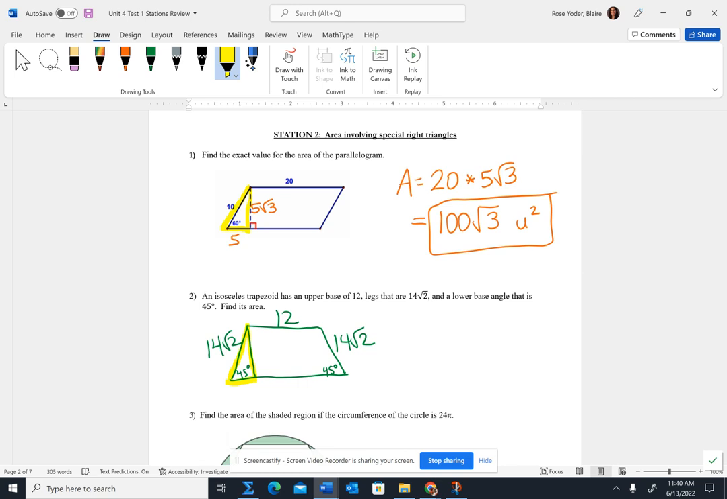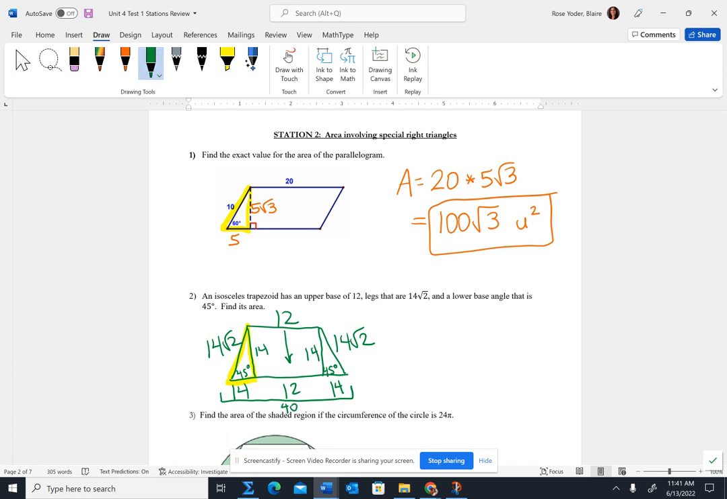Take a second and pause the video and see if you can find the lengths of the legs of that 45, 45, 90 triangle. Okay, if the hypotenuse is 14 root 2, then the legs should be 14 and 14. Let me also draw this one in. All right, pause the video again and see if you can find the base of the isosceles trapezoid. Okay, I'm going to drop this 12 down. And when I add up 14, 14, and 12, that will give me the length of the entire base of the isosceles trapezoid, which has a length of 40.